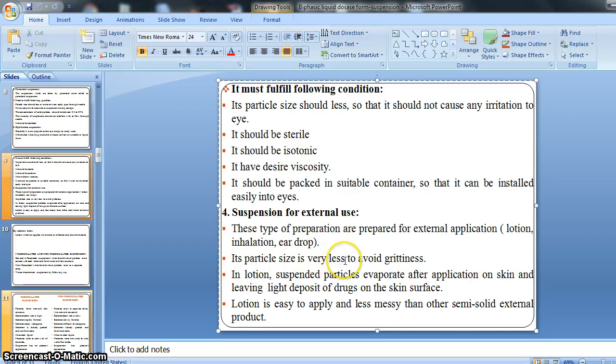Then its particle size is very small to avoid grittiness. It means the external suspension should have very fine particles to avoid grittiness, right? Grittiness means a rough effect. If a lotion applied externally contains large particle size, there is a chance of a rough feeling or some irritation during application. That's why lotions, or external suspensions, should have a small particle size to avoid grittiness or roughness, right?